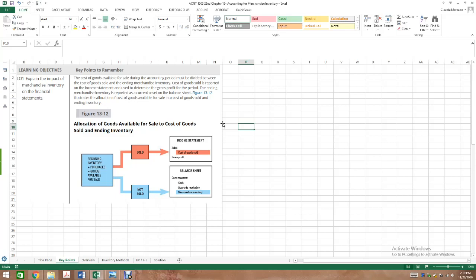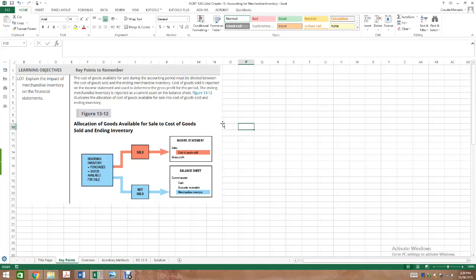So when we're dealing with inventory, we need to identify how much of the goods have been sold and how much have not been sold, so we can calculate our cost of goods available for sale. The cost of goods available for sale during the accounting period must be divided between the two categories, whether it be cost of goods sold or ending merchandise inventory.